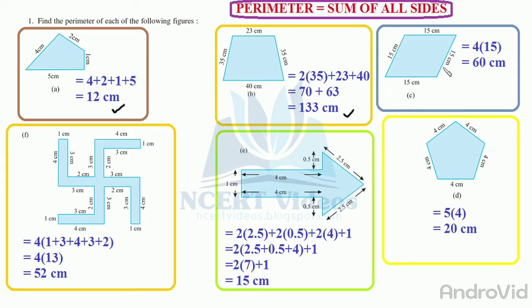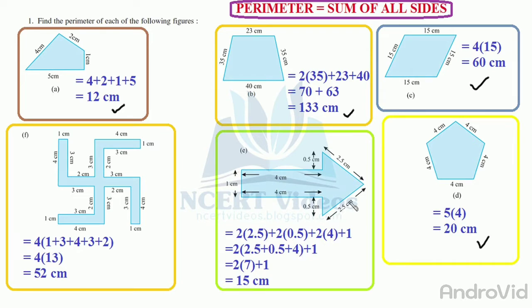In this, when you clearly see this quadrilateral, we see 15 four times. So we will just multiply by 4 to give you 60 centimeter as your perimeter. Now in this case, it is having 1, 2, 3, 4, 5 sides. So it is a pentagon. We can directly multiply 5 into 4 to give you 20 centimeter as your perimeter.